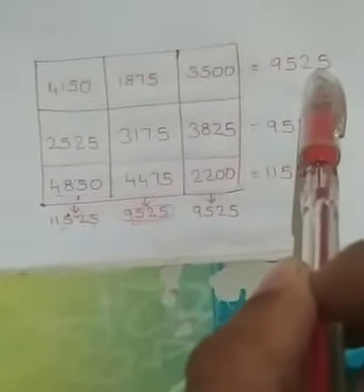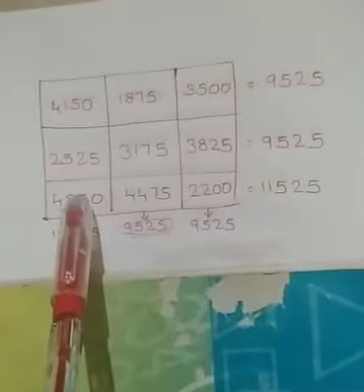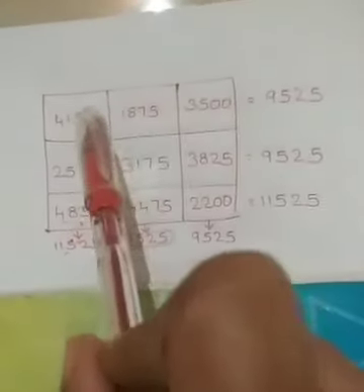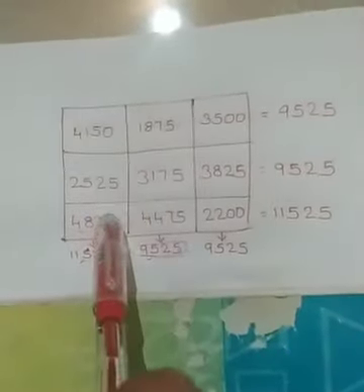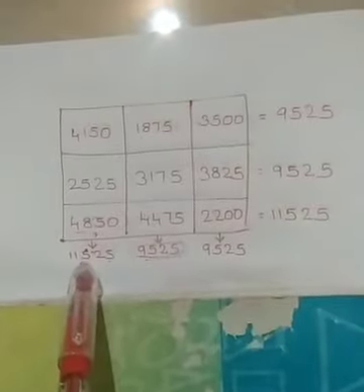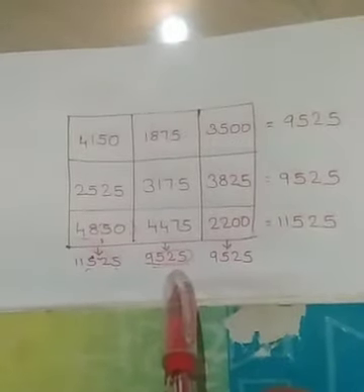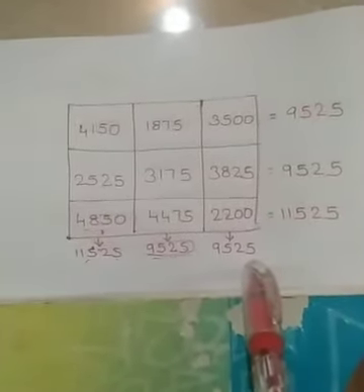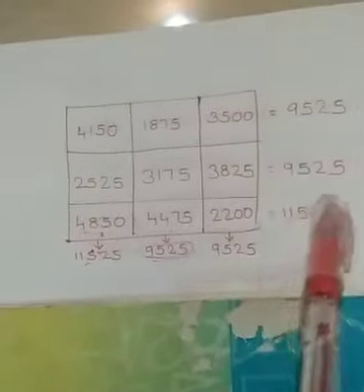Okay, let us add row wise and column wise. Look here, when I add these three numbers, I got the answer 9525. These three numbers, the answer is also 9525. When I add these three numbers, the answer is 11525. Okay, this is incorrect. When we add these three numbers, our answer is 11525. When we add these three numbers, the answer is 9525. Add these numbers, the answer is also 9525. In this row and in this column, the answer is incorrect.